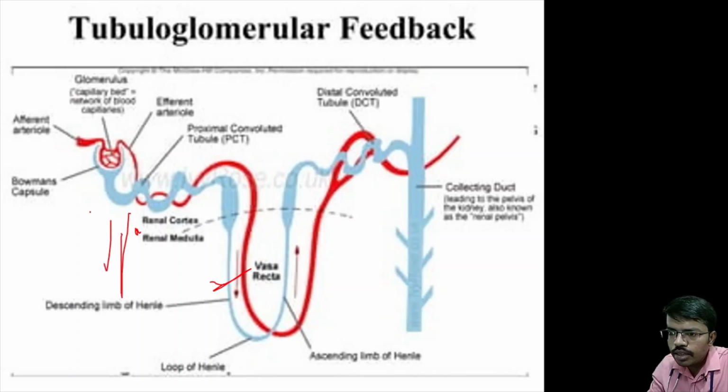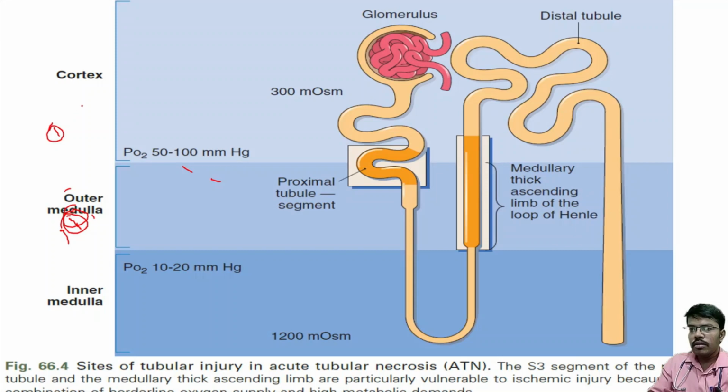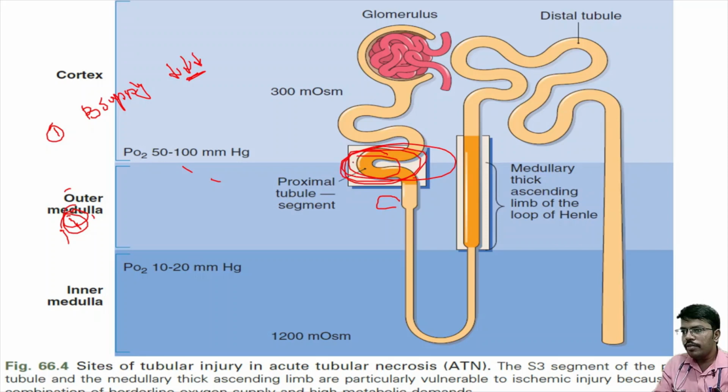As we see here, around the glomeruli there are blood vessels. So what happens whenever there is a decreased volume or any blood loss? The cortical blood supply goes down. The blood supply to the cortex or the nephron goes down. Whenever there is hypoxia, the S3 segment of the proximal convoluted tubule and the medullary limb, basically first the proximal S3 segment and the distal convoluted tubule, are more prone to hypoxia.